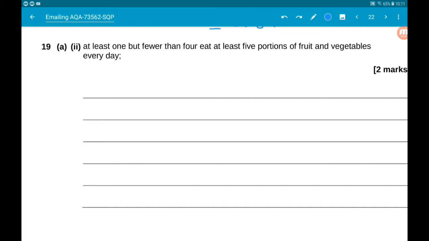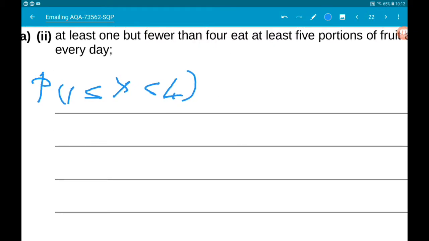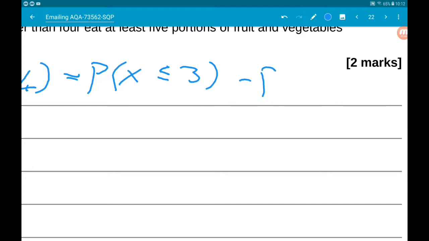Okay, then for part 2, we want the probability that at least 1, but fewer than 4, eat at least 5 portions of fruit and veg each day. So, this is the probability that X is greater than or equal to 1, but less than 4. Now, if you like using your calculators to do this, you would need to do the probability that X is less than or equal to 3 minus the probability that X is equal to 0, which I suppose on your calculator would be less than or equal to 0.